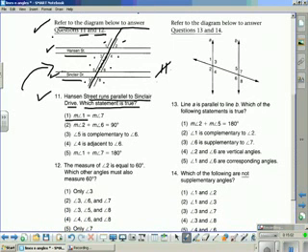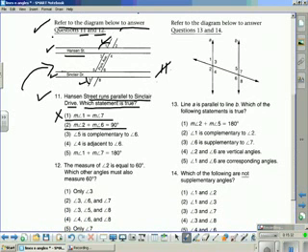Is statement 1 true? The measure of angle 1 is equal to angle 7. You notice that we don't even know what any of these measures are, but does that matter right now? No, because we understand that they have a relationship. Okay, angle 1 and angle 7, they're not equal to each other. Angle 1 is obtuse, and angle 7 is acute, so it's not statement 1.